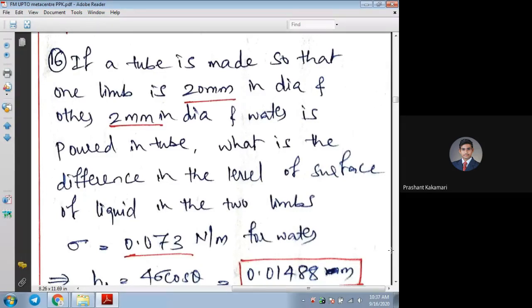So consider two cases here. For the 20 mm diameter, solve one problem. For the 2 mm, solve another problem. Then take the difference. For this, the density of water is given. The surface tension of water is also given, 0.073 Newton per meter.